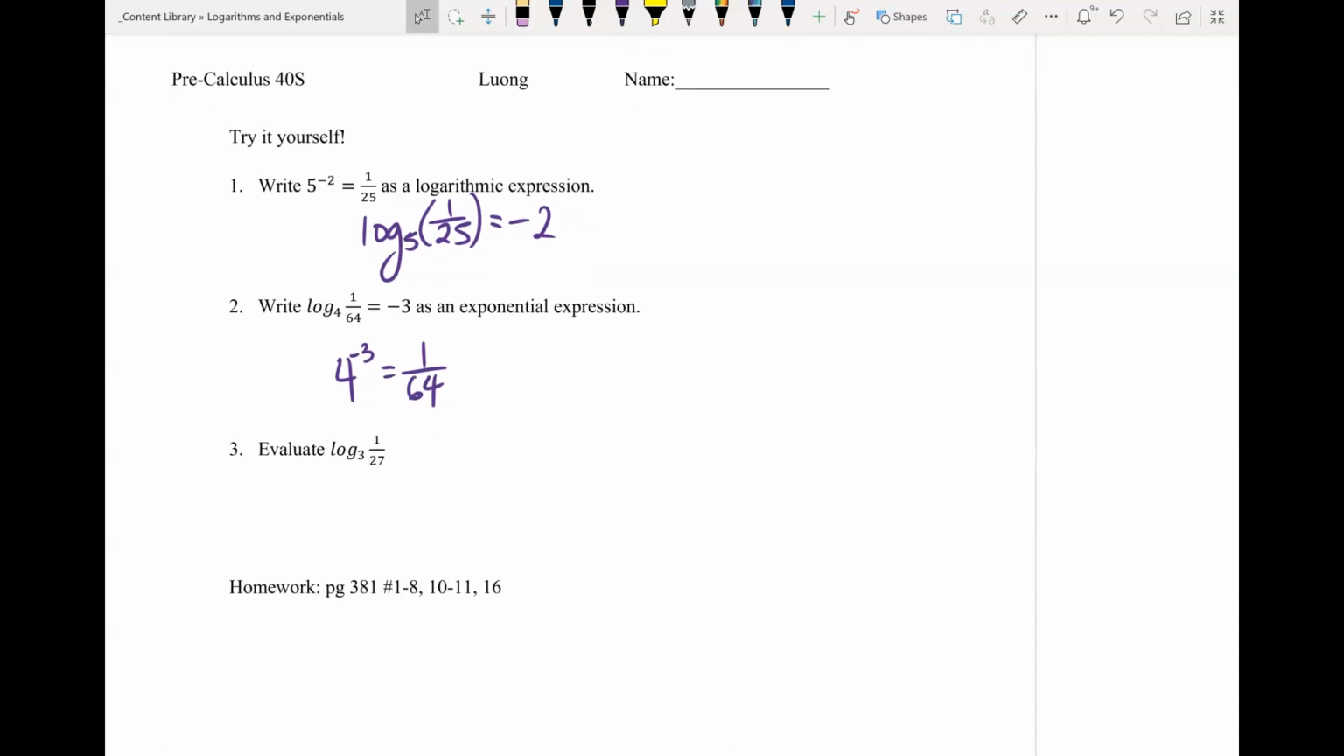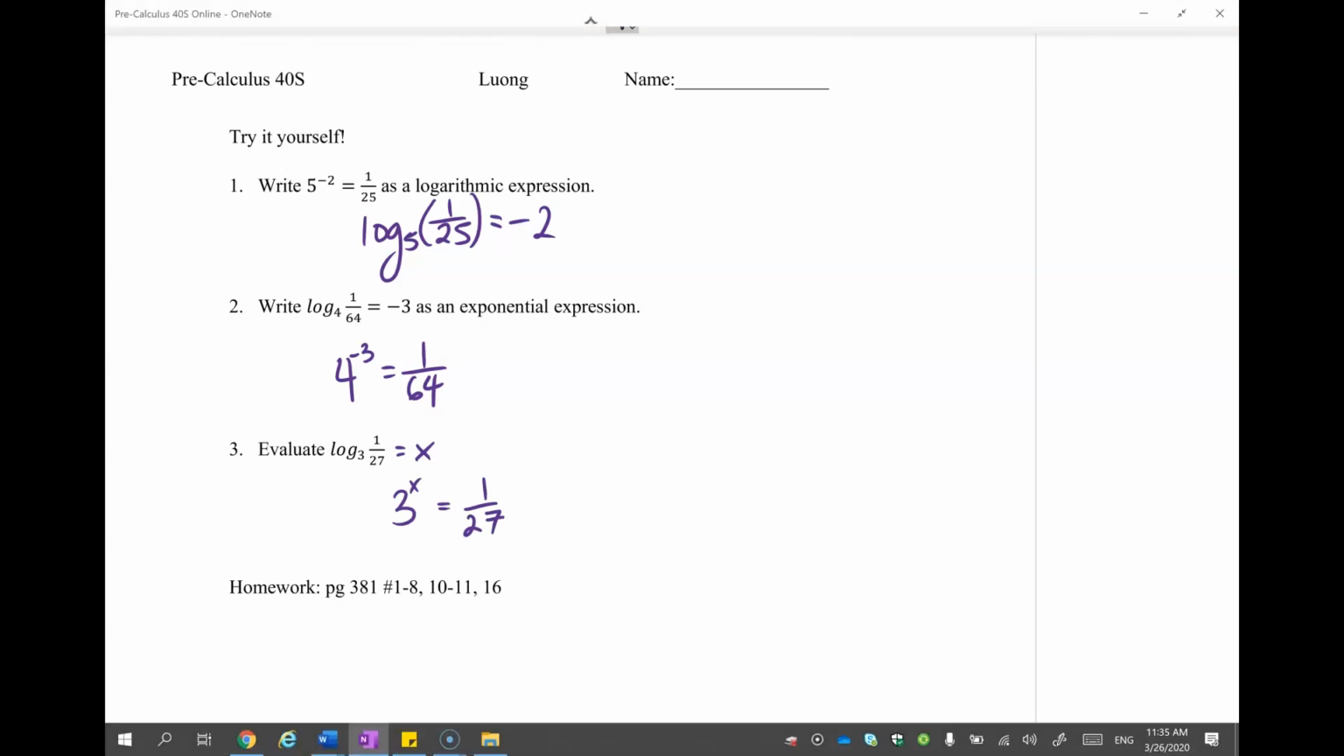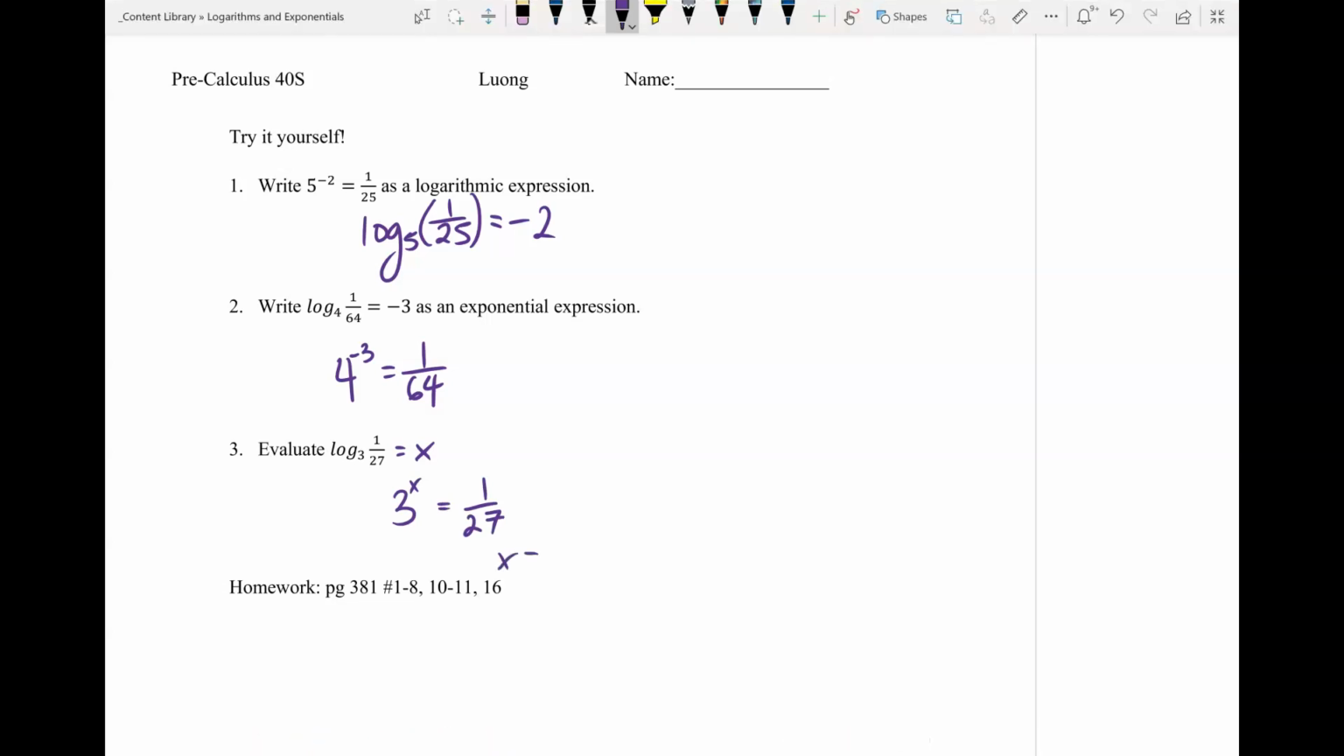Lastly, you want to evaluate log base 3 of 1 over 27. You can set this equal to x and change it to exponential form. So that's 3 to the power of x is equal to 1 over 27. And just by looking at this, I can tell that x is going to be -3. Negative because 27 is on the bottom of the fraction, we have the reciprocal of it. And I also know 3 to the power of 3 is 27.